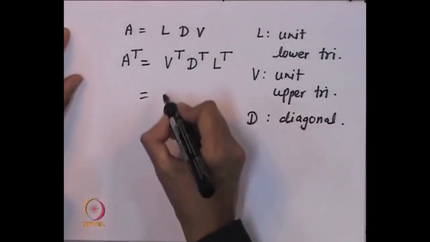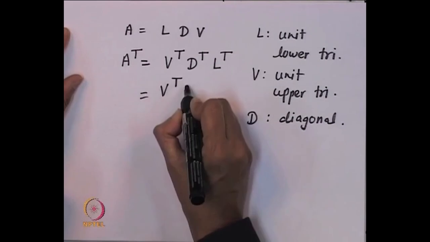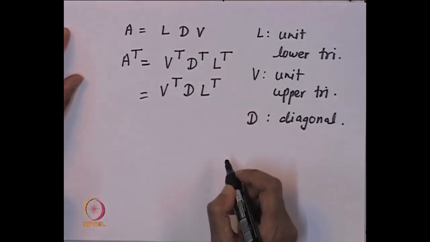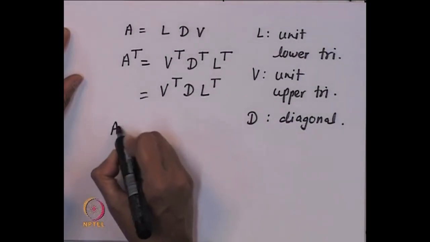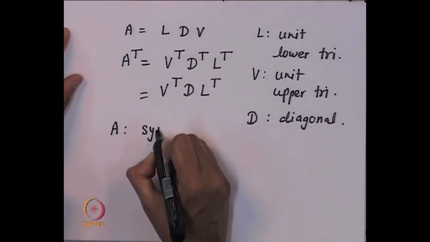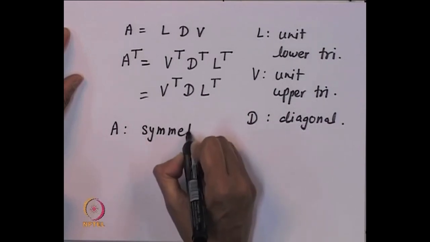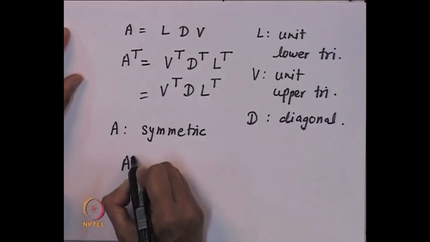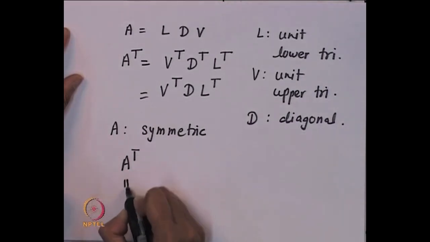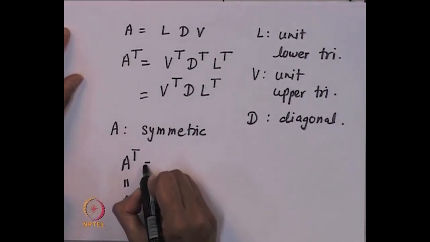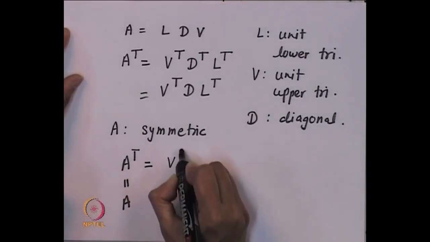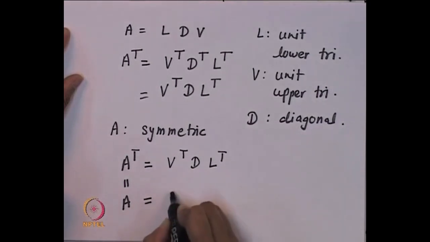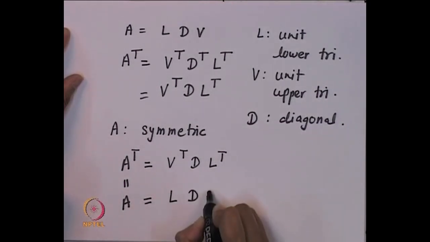Since D is diagonal, it becomes V transpose D and then L transpose. If A is a symmetric matrix, then we have A transpose is equal to A. A transpose is V transpose D L transpose. A is L D V.